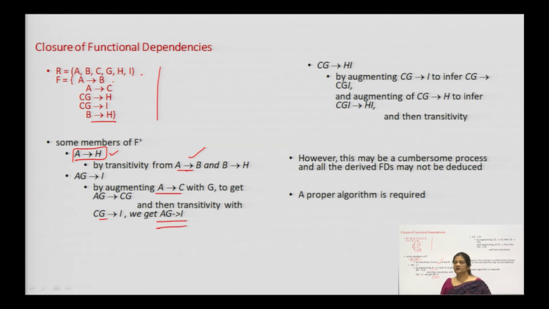Similarly over here, CG to HI can be obtained by augmenting CG to I to infer CG to CGI, that means augment on both sides, and augmenting CG to H to infer CGI to HI. From here we will get CG to HI.